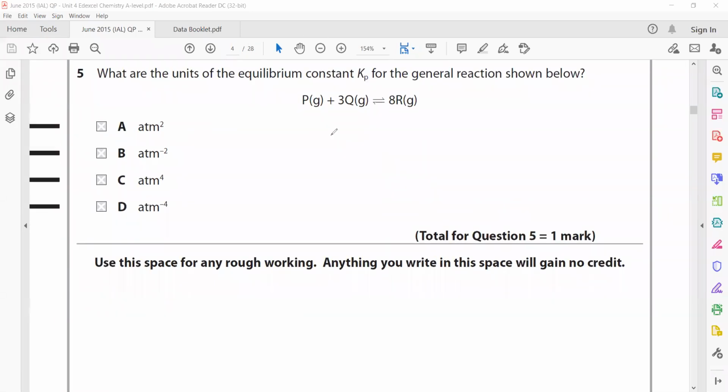What are the units for Kp? So Kp is the pressure of R raised to power 8 divided by pressure of P and the pressure of Q raised to power 3. When we substitute, this will be atm raised to power 8, this will be atm, and this will be atm cubed. So when we solve, we are left with atm 4, so C is the right answer.